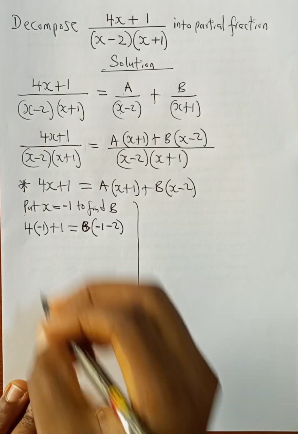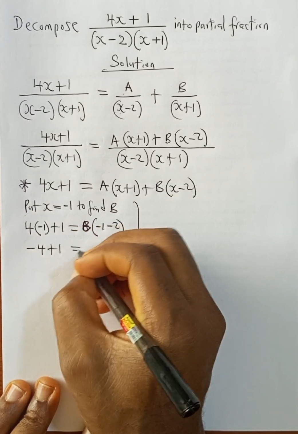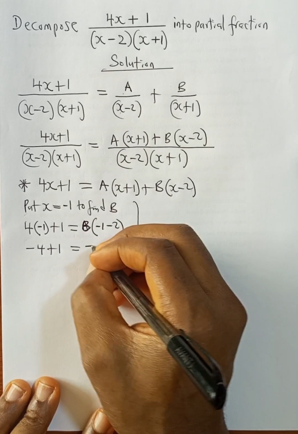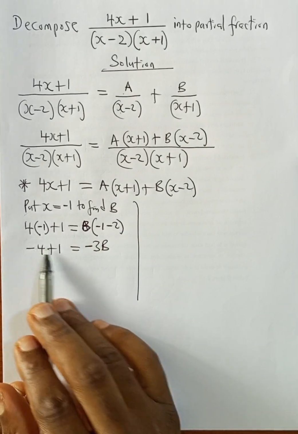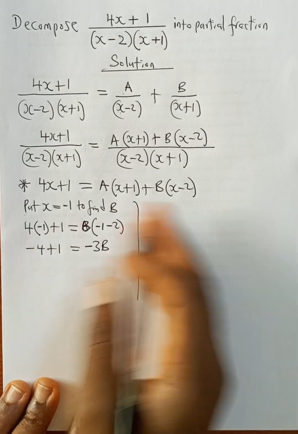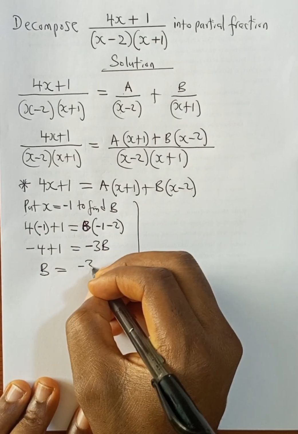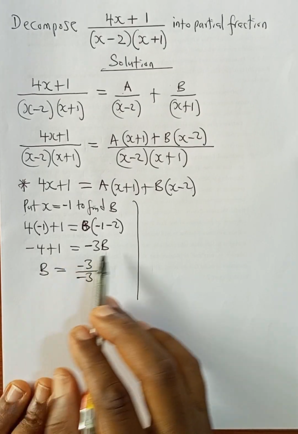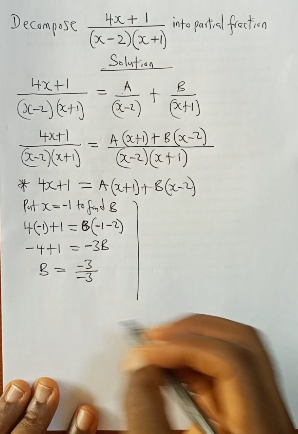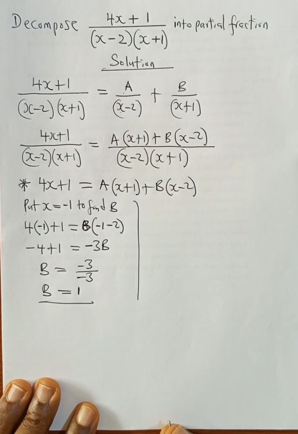Now, what does that mean? Minus 4 plus 1 is equal to minus 3B. Of course, minus 4 plus 1 is minus 3. So you divide both sides by minus 3. You have that B is equal to minus 3 over minus 3, because this and this is minus 3. Then dividing minus 3 by minus 3, B is equal to what? 1. Does that make sense?